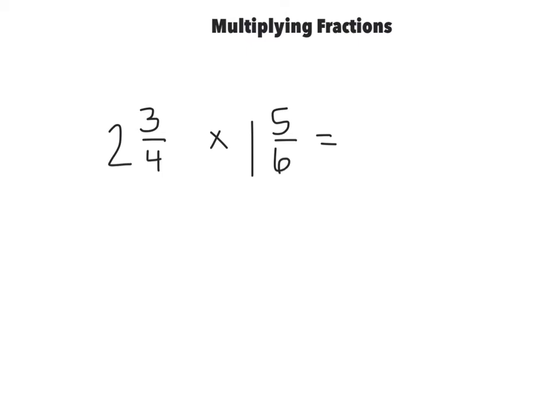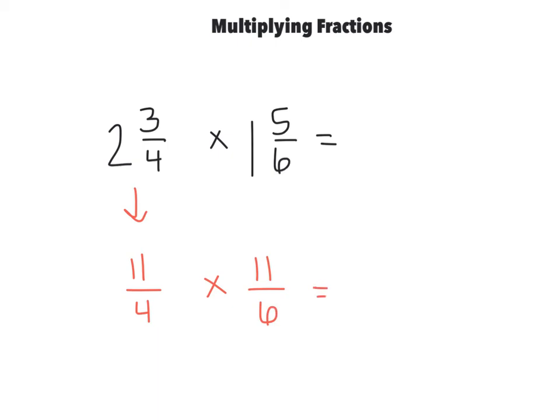Y'all should know how to do that now, but just in case, I'm going to do 4 times 2, and then I'm going to add 3. So 4 times 2 is 8, 9, 10, 11. So this is going to change to 11/4. And on the other side, I'm going to do the same thing. I'm going to do 6 times 1, which is 6, plus 5. So I'm going to do 11/6. And then I'm going to multiply straight across again.